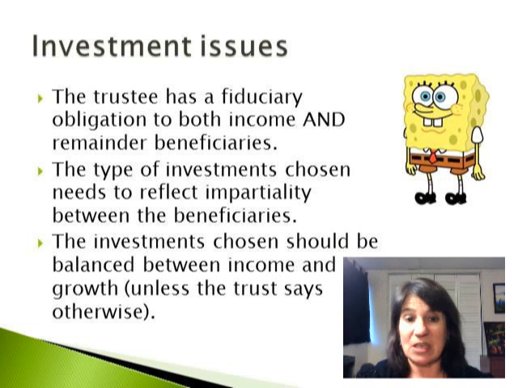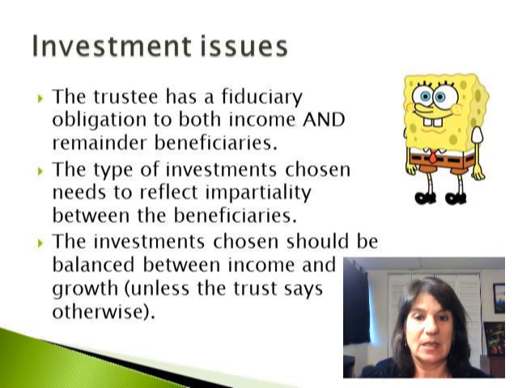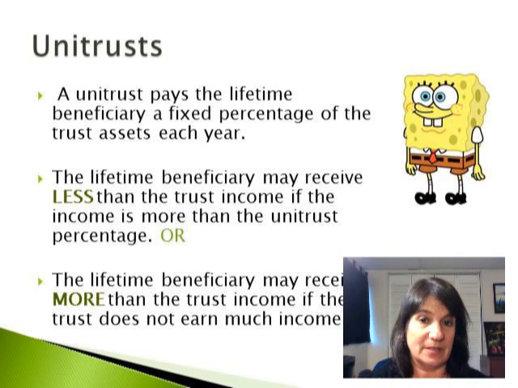The trustee is caught in the middle. Trustee has a fiduciary obligation to both. And the types of investments that you choose as a trustee can really sway the balance of the value towards one or the other. So you have to be impartial in choosing investments. They should be balanced, unless the trust says something else. You can always draft around these.